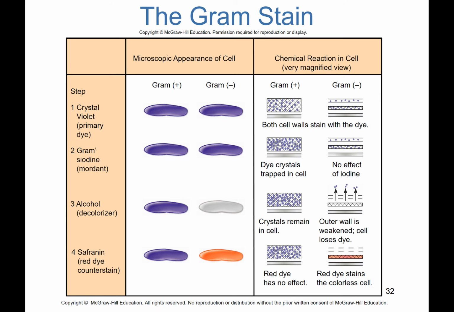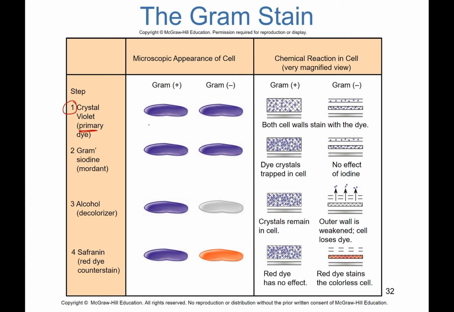The gram stain is that differential stain that's going to tell us the difference between an organism with a gram-positive cell wall and a gram-negative cell wall. So it's a process of 4 steps that are going to, at the end, give us our results on which cell wall type that organism has. So we start with crystal violet. Crystal violet is our primary stain. So this is the first thing we apply.